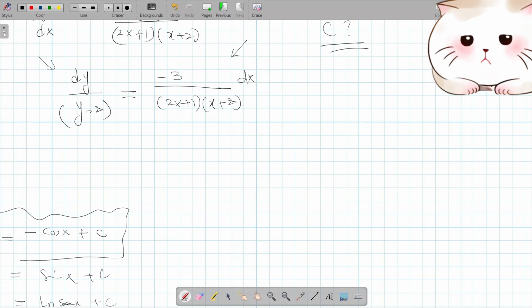So what is the next step? The next step is to integrate both sides. After separating variables, you need to integrate both sides. What is the integral of this? Integral of 1 over y minus 2.